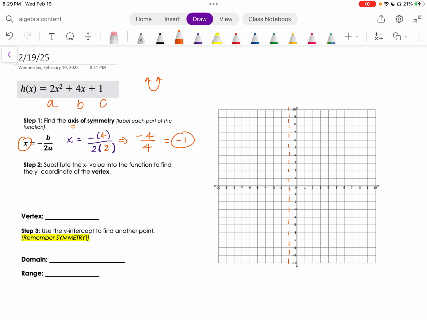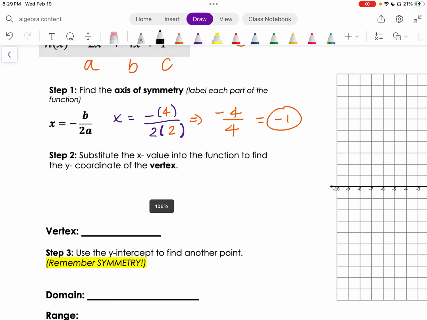So into our function, which we already have, this is it right here. We're going to have 2, I'm going to open a parentheses for my x to the second, plus 4, open my parentheses because we're going to have x again, plus 1. Where did I get this from? Again, this is our function. This is the function that was given to us.